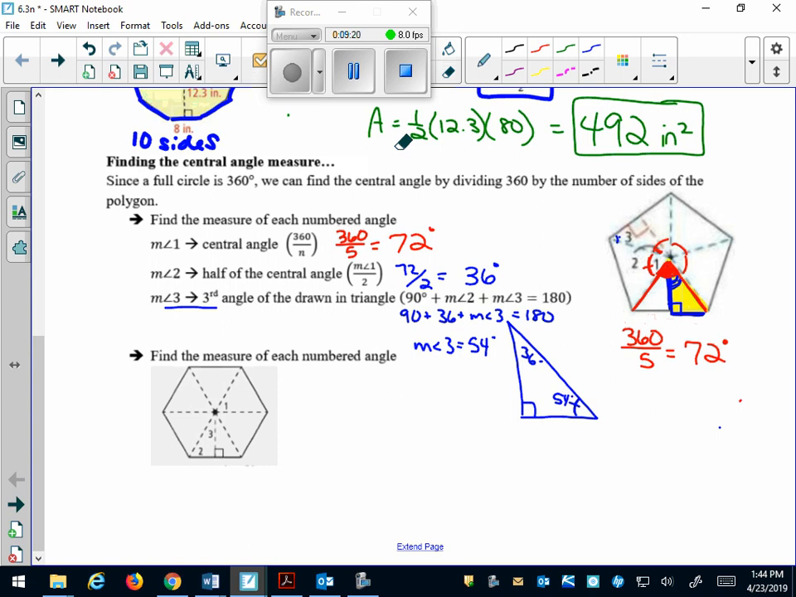Now, I'm going to put parentheses around that one because honestly, in the big picture, we don't really care about that angle. The only reason we care about the central angle is because we need half of it. So I guess what I'm saying is this is the angle that we really care about. That is really the one and only important angle.